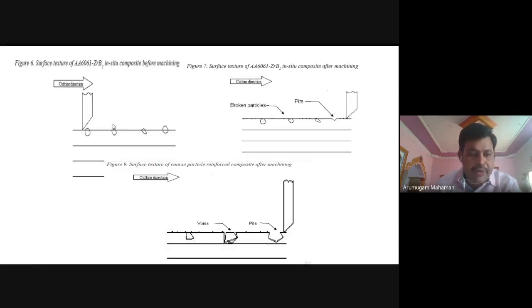Then if you are cutting in situ composite, there is particle fracture, and no particle pulling. Here the particles have high interfacial strength. The ceramic particles are getting fractured, and particle pull out is less. Here you look, around 75% of the reinforcement particle is projected away. So this is the condition when the cutting edge meets it.